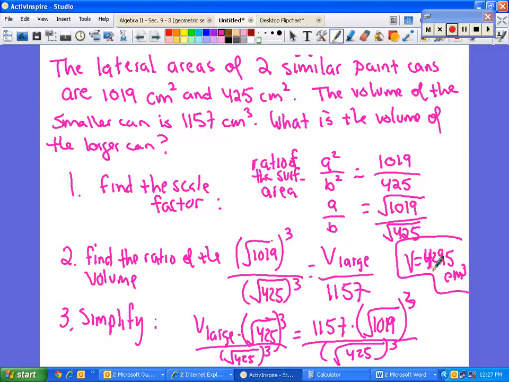Okay, this is a tricky problem because you have to remember to take the square root and then raise it to the third power. So it's kind of different from anything that you've seen before. It's very important, though, that you try this on the homework tonight.